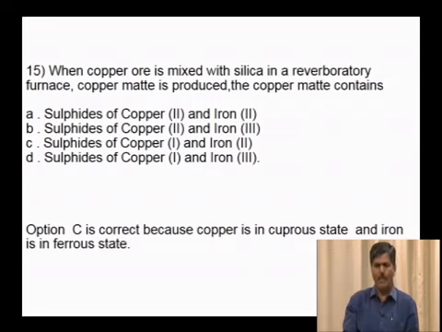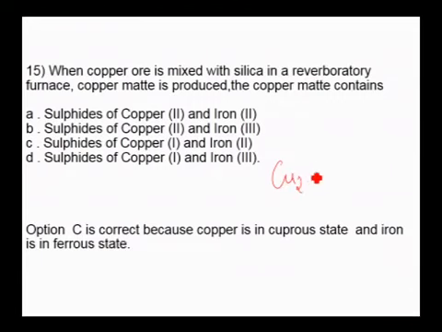So, in the extraction of copper, silica is mixed to remove the impurities FeO present in the molten copper. After that copper matte is obtained. Copper matte is a mixture of Cu2S and FeS, copper sulfide and ferrous sulfide. So, by finding the oxidation state of copper in the first one and in the second, we can say the correct option for this question.